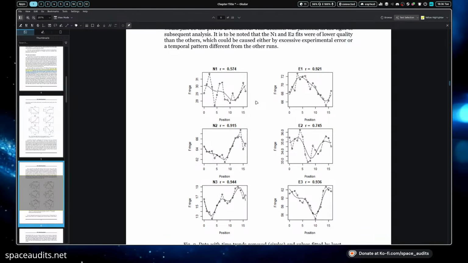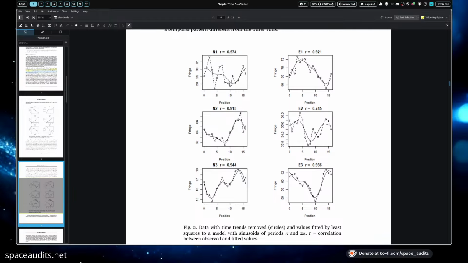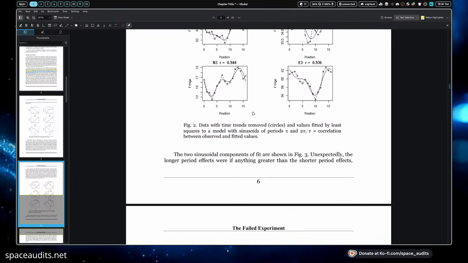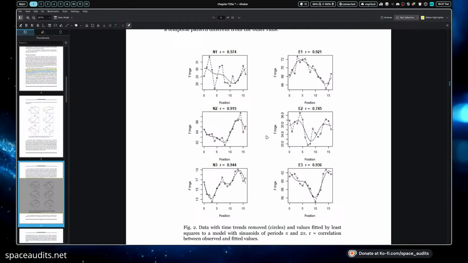Ooh, there's a temporal interjection here to explain that. So here we're looking at the sinusoids, going through the data set there. Figure 2 is the data with time trends removed, with circles, the values fitted by least squares to model the sinusoids of periods pi and 2 pi, where r is the correlation between the observed and fitted values. Yeah, N1 and E2 have lower R values. So the closer you get to 1 on this is good, right? Yeah, it's just: is it a smooth line of data, or is it all over the place like the top left one is? Nowhere near the right line, you know what I mean? How far do they have to go to produce the fit? That's right, that's what drops the number. Gotcha. Cool.